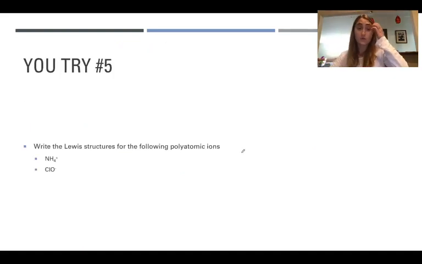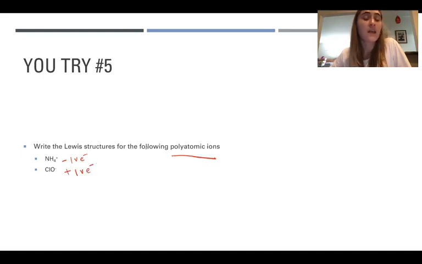Okay, let's do a try. So you're going to do one for a polyatomic ion, NH4 plus, so this is different. On the last one it was a minus. This means you're going to subtract 1 valence electron. And the last one had an overall minus charge, which means you add 1 valence electron. And these are going to be the same steps that you're going to take on these.